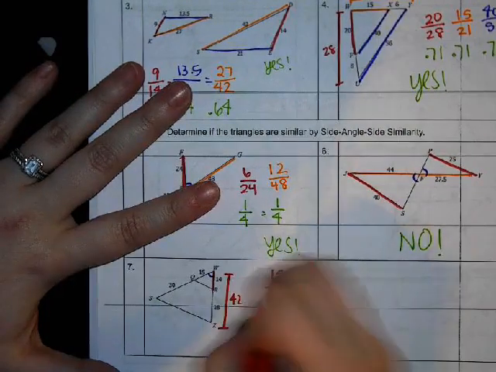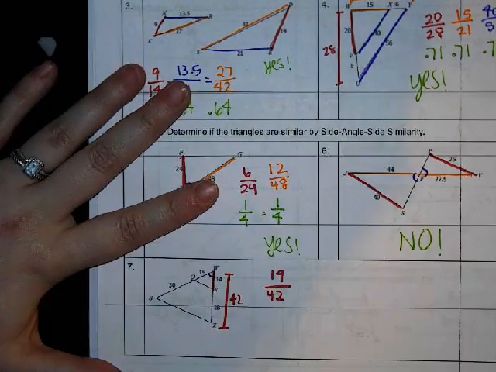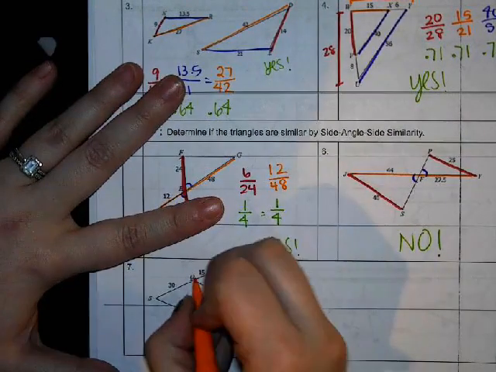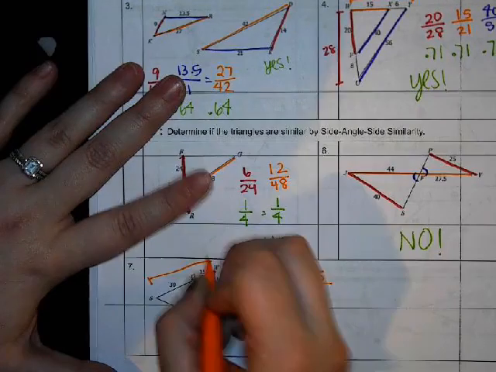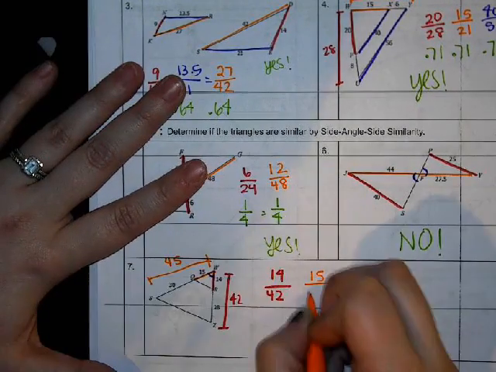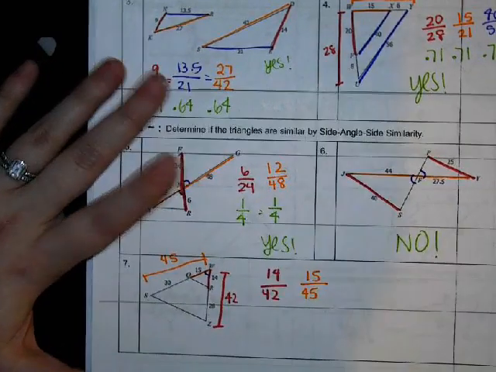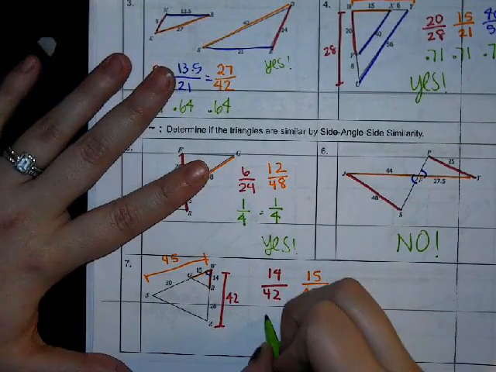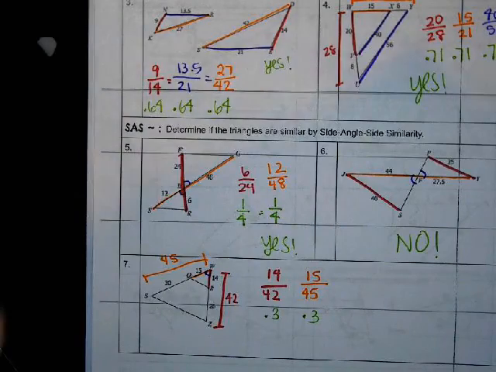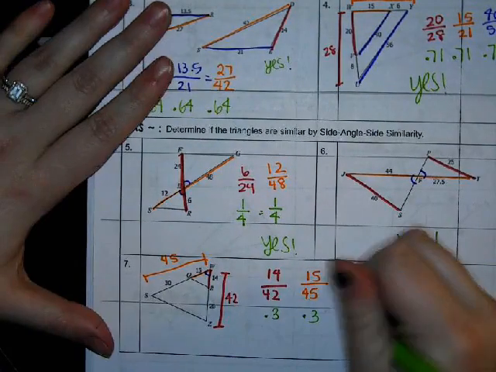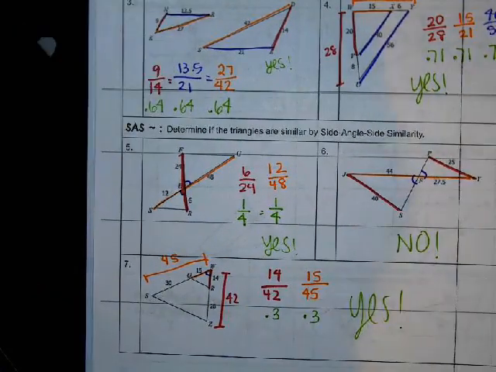Then to do the same thing on the other side, I've got 15. 15 and 30 is 45. Both of these reduce to 0.3. So I do have two S's, and I do have an included angle, so this is a S. Remember, when you're doing similarity statements, you're just going to follow the congruent sides or angles, if we were to write these for all of them.